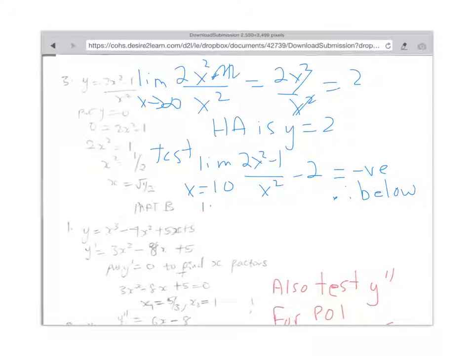If I do the same test for x equals minus 10, then I'm going to get the same answer because we're always squaring our x values. And so we know that the curve stays below the horizontal asymptote at all times, and that helps us to graph it.